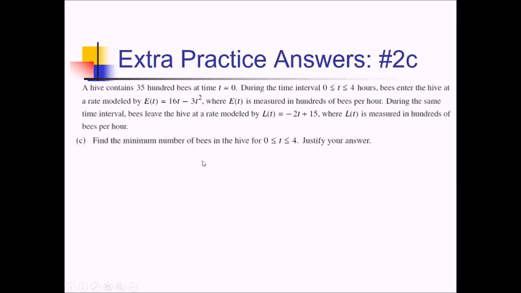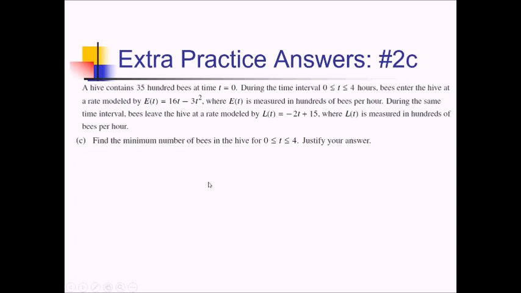For the last part of this problem, they want us to find the minimum number of bees in the hive between times 0 and 4. So to find the minimum number, we need to use the candidates test on this one. We're going to try out the number of bees at 0 and 4, the two endpoints, and also we have to test out any critical values in there. So let me start with finding critical values.